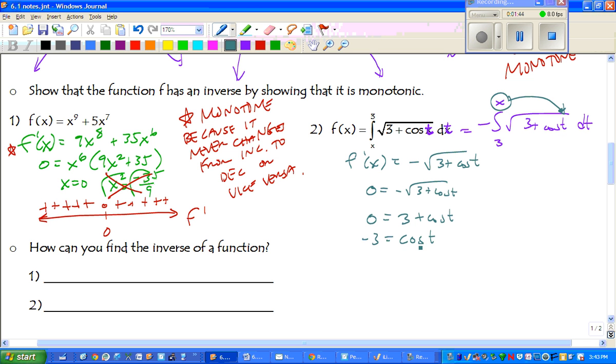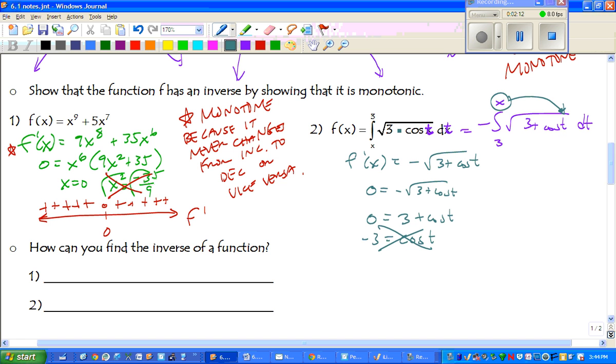We can't have a cosine that is smaller than negative 1 or bigger than positive 1. Doesn't work. If you tried to do this in your calculator and did inverse cosine of negative 3, you're going to get an error. Cosine has to be between negative 1 and 1. So this is not going to give us any answers. That tells us the derivative is never 0. So if it's never 0 or never undefined, it can't change.